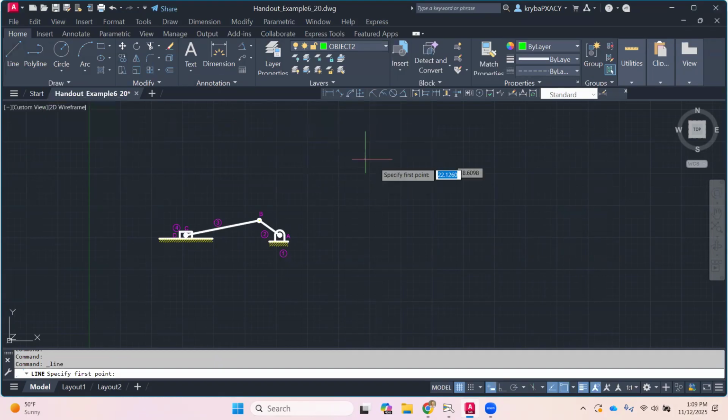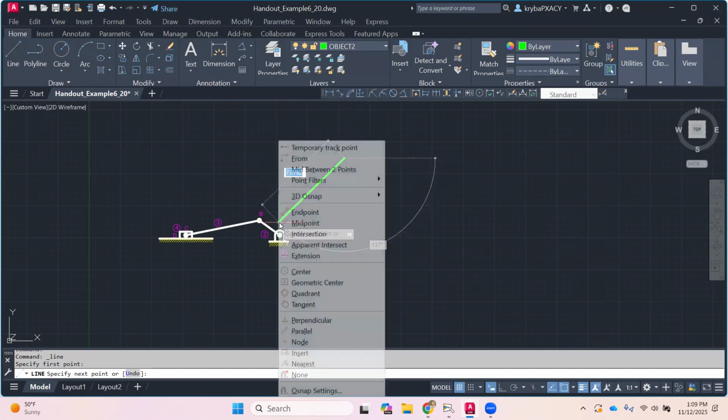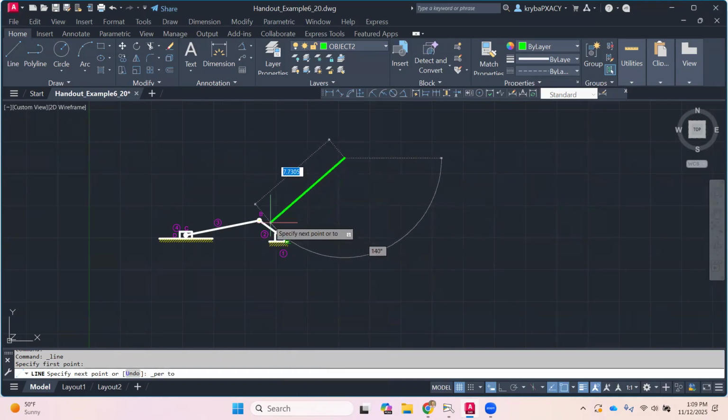And I'm going to draw a line, and I'm going to go a random distance out here, all right? I'm not too concerned about the length right now, so I'm going to left click. And then I am going to draw this line perpendicular to link number 2. So I'm going to do shift right mouse button, and I'm going to find where perpendicular is, and I'm going to select link number 2.